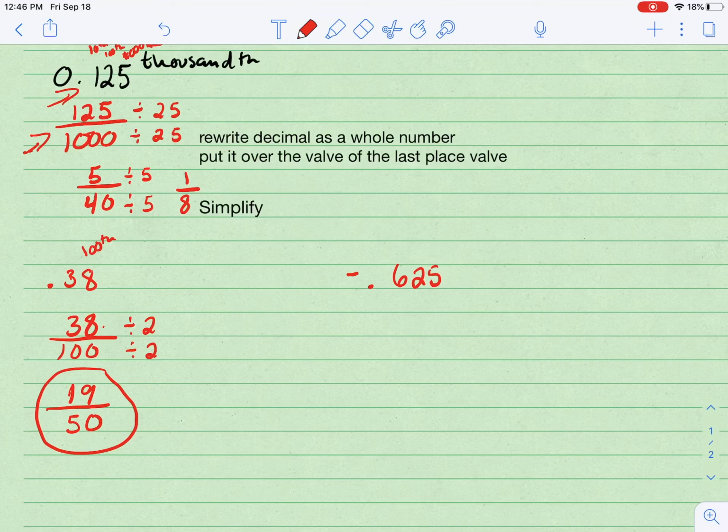Okay, last one. So this is a negative 0.625. So once again, it goes to the thousandths. Okay, so I'm going to make this a whole number and put it over 1,000. And now I put the negative on top. It could go on the bottom. Either way, it's going to have the same outcome. It doesn't matter if you're dividing by a negative 1,000 or if you're dividing a negative by a positive 1,000. It's still the same number.